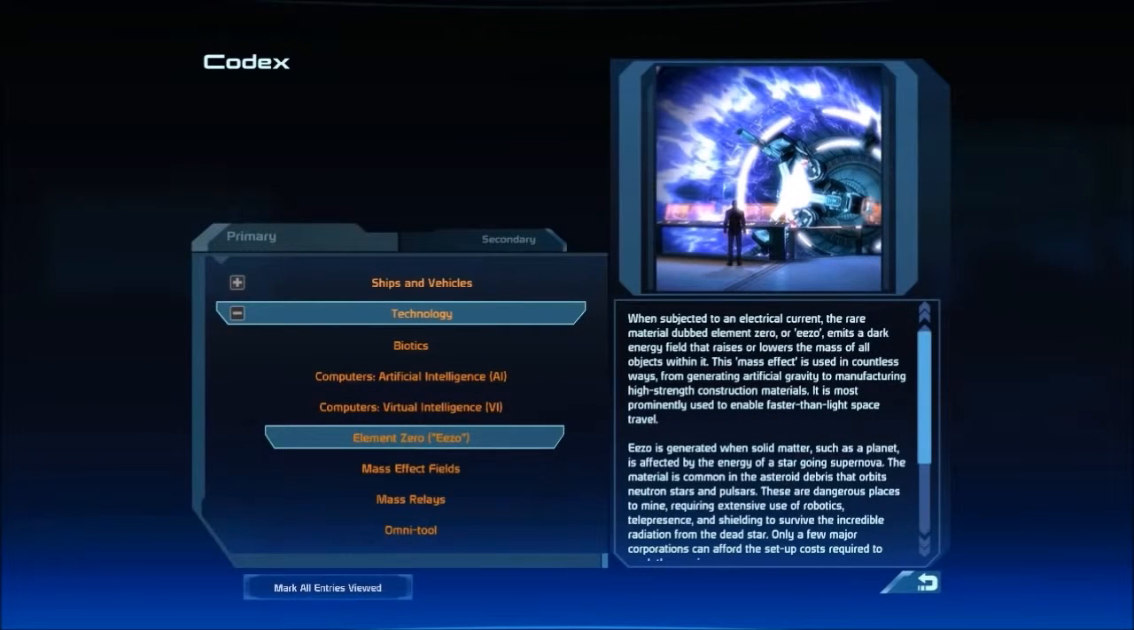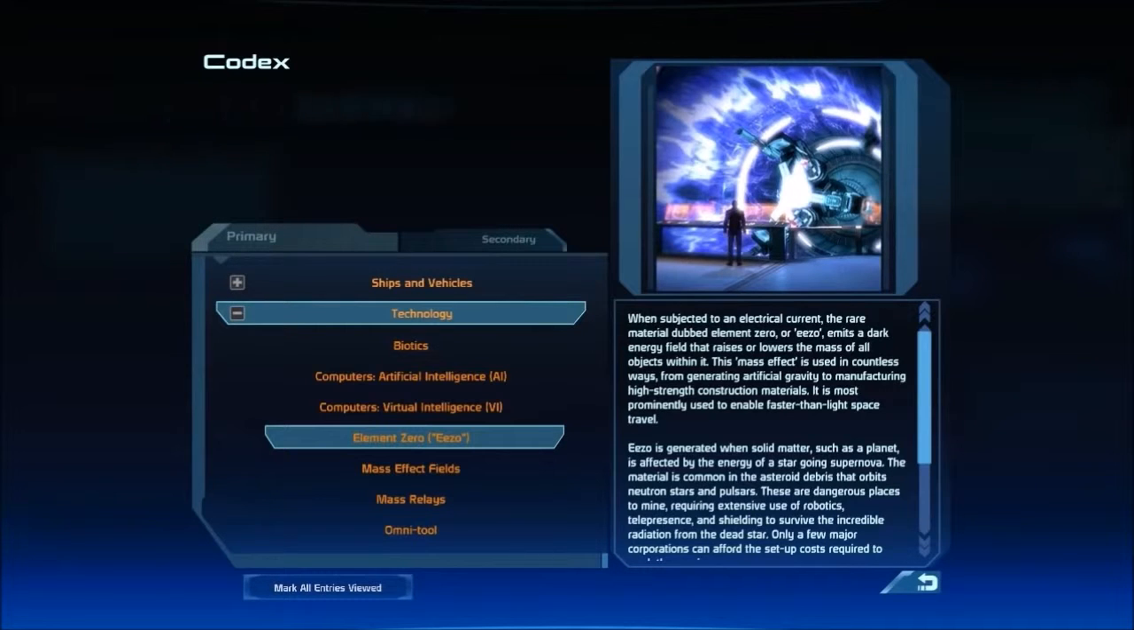When subjected to an electrical current, the rare material dubbed Element Zero, or EZO, emits a dark energy field that raises or lowers the mass of all objects within it. This mass effect is used in countless ways, from generating artificial gravity to manufacturing high-strength construction materials. It is most prominently used to enable faster-than-light space travel.